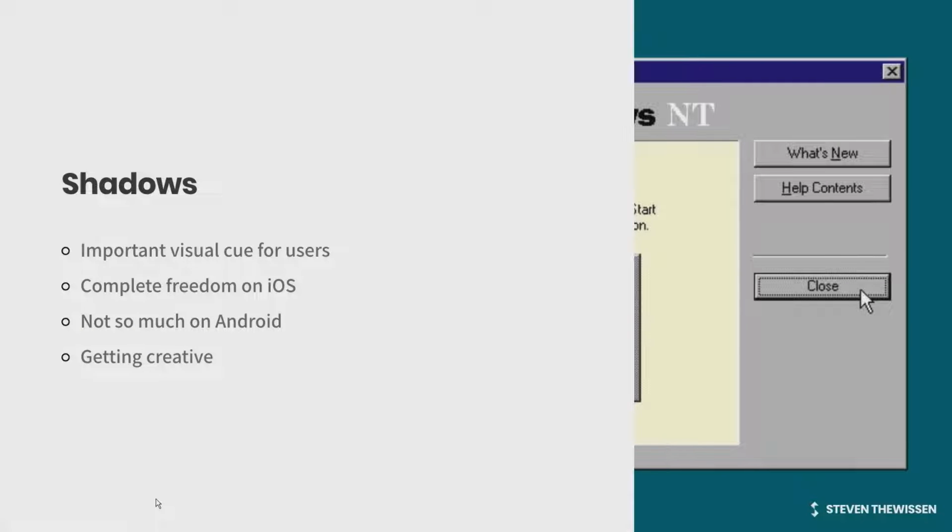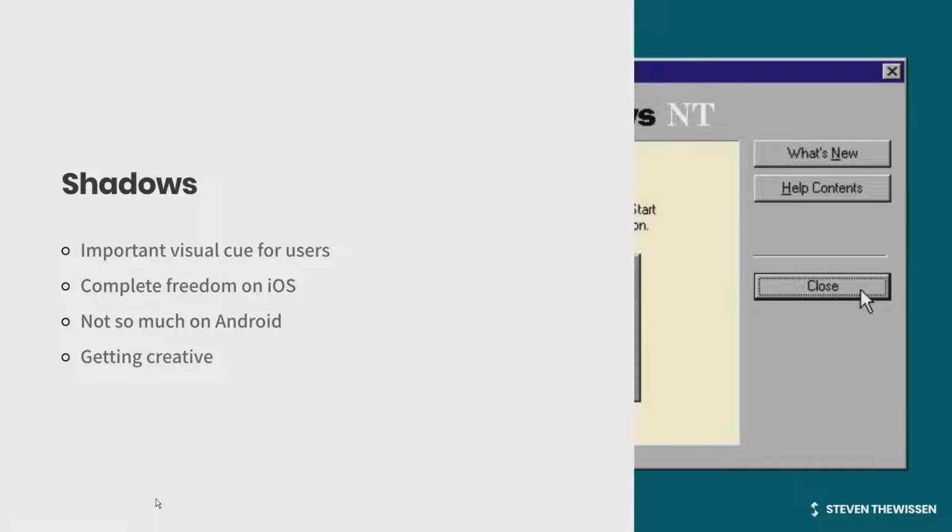Looking at shadows, these are a bit more functional in nature because they are, in the end, important visual cues for your users. So they help your brain decide what is it that I'm looking at. Can I click this? Because it makes things pop off the page. So it immediately gives you the idea that you can interact with that.